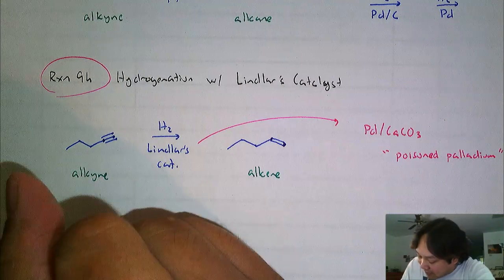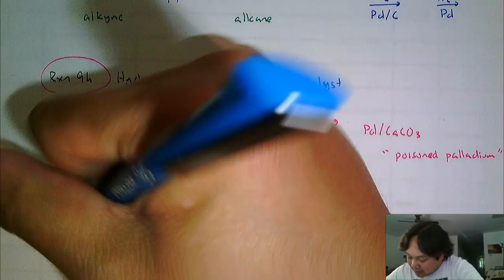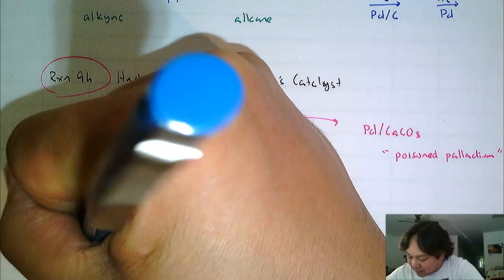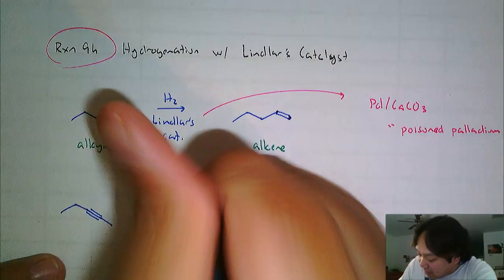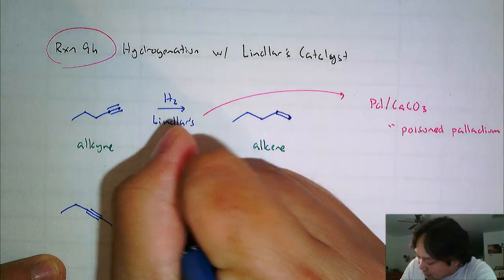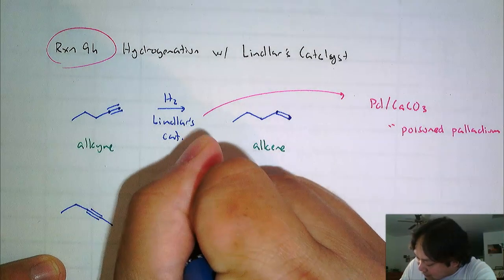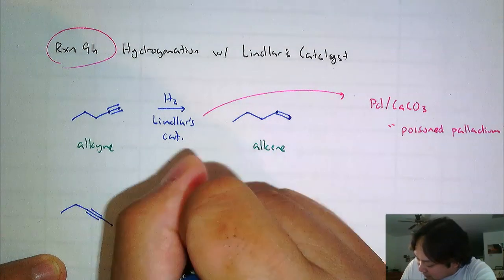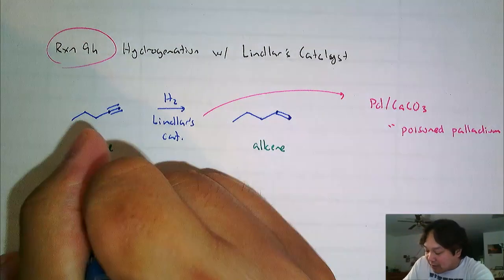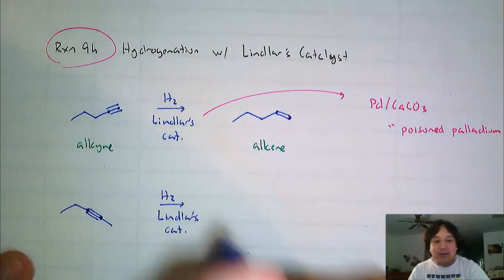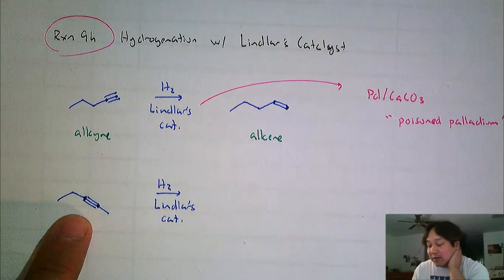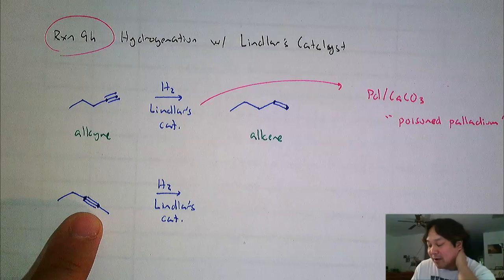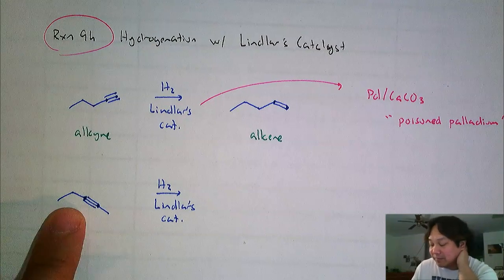But what if we had this alkyne? Let's make it 5 carbons still. But now we'll put the alkyne in the middle. H2, Lindlar's. Put your dots, because we're still going to have 5 carbons and we're still going to have an alkene now in between these 2 dots. If we're counting from the right, carbon 2 and 3.